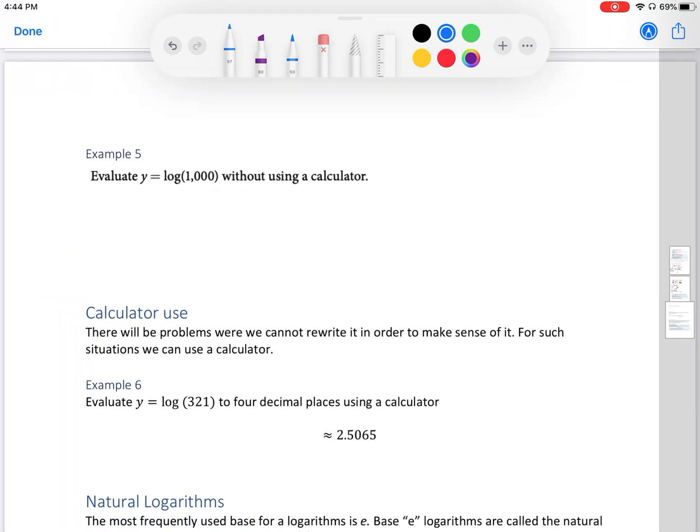Okay, so let's evaluate without using a calculator. Logarithms, they always throw me off. And again, if we don't see what's going on, you can write it in exponential form.